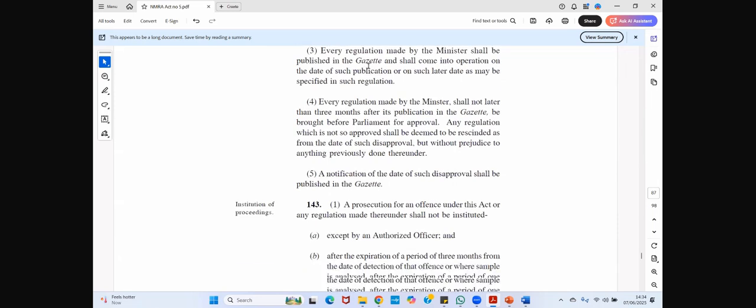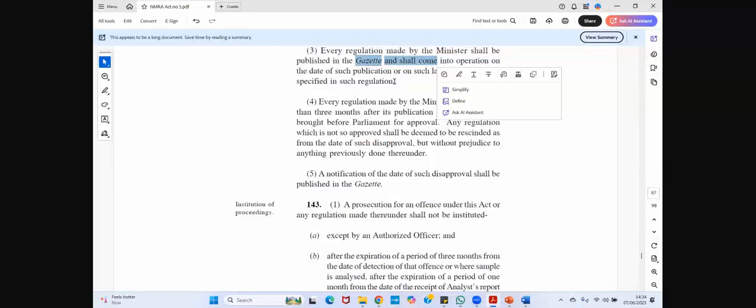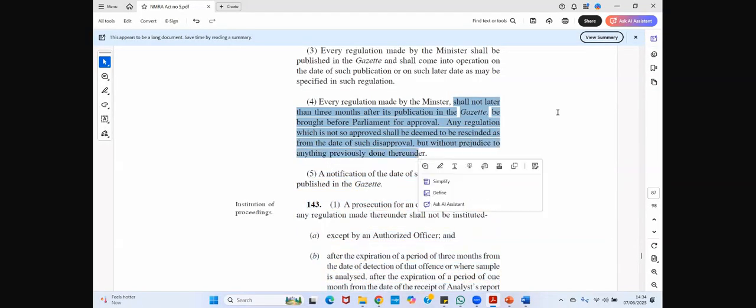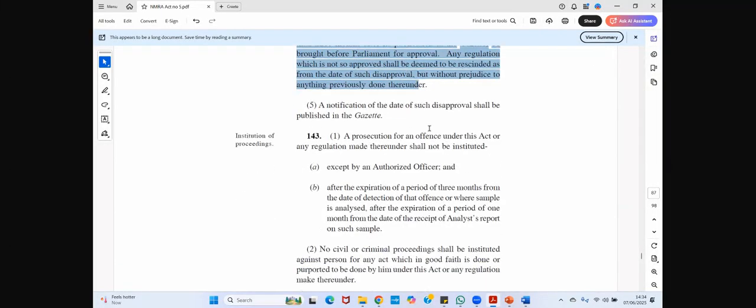So every regulation made by the minister shall be published in the Gazette, right? And every regulation made by the minister shall, not later than 3 months after publication in the Gazette, be brought before Parliament for approval. And any regulation which is not approved shall be deemed to be rescinded from the date of such disapproval, but without prejudice to anything previously done thereunder. So any notification of the date of such disapproval shall be published in the Gazette.